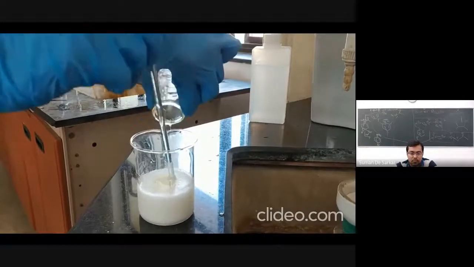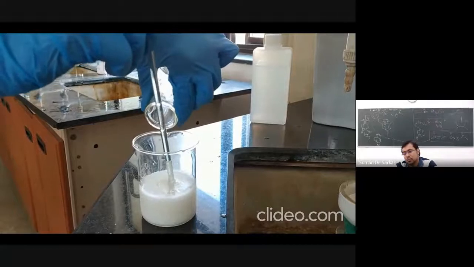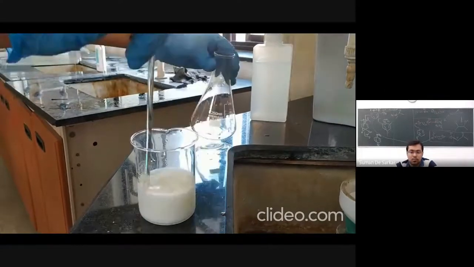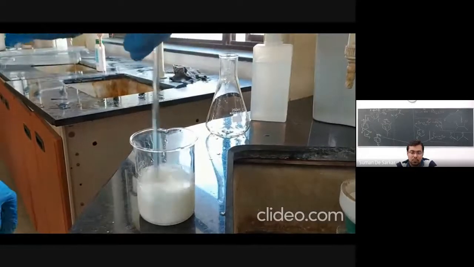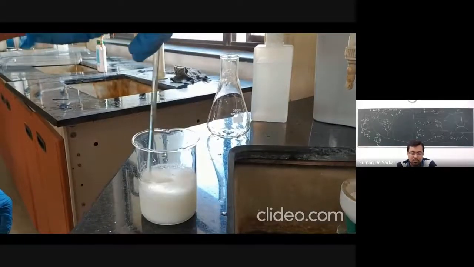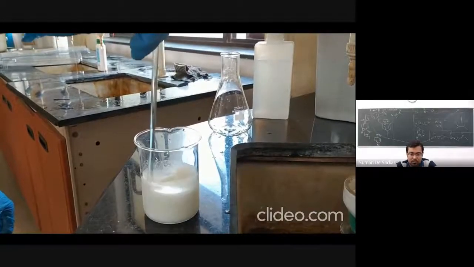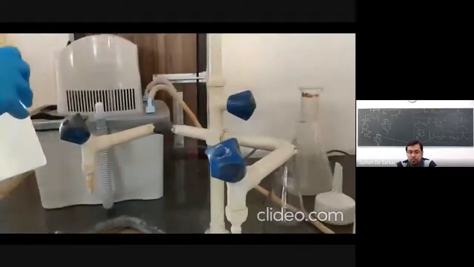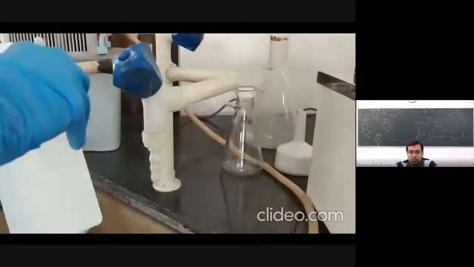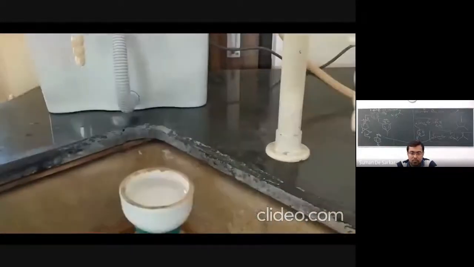So we are adding the glacial acetic acid solution of parabromoacetanilide to cold water, and we got a precipitate of parabromoacetanilide. And now we will filter the precipitate of parabromoacetanilide using an aspirator. So this is the aspirator pump, and here we have the sintered funnel.